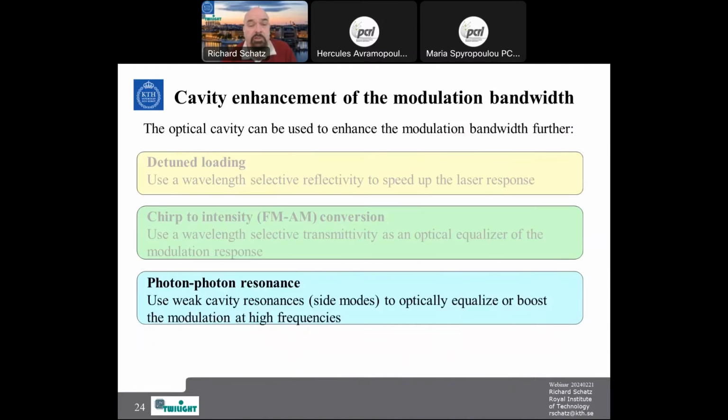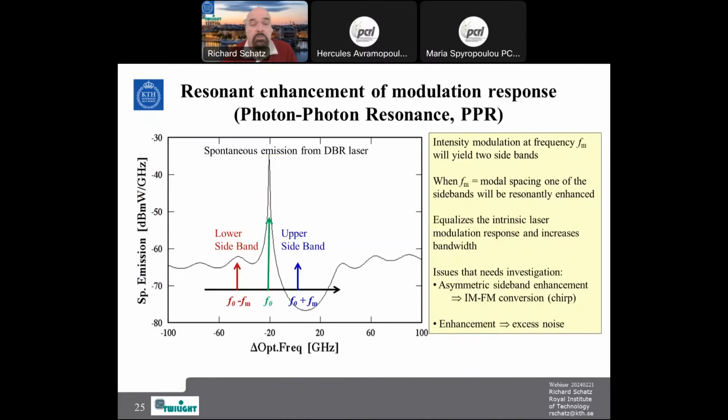Now we come to maybe the most important effect. It's photon-photon resonance. That is to use weak cavity resonances to optically equalize and boost the modulation at high frequencies. So when you modulate, here we have a spontaneous emission spectrum of your laser. The main peak here is the lasing mode. And then you have side modes. All these ripples here are side modes. When you modulate, you get extra spectral components. You get an upper sideband and a lower sideband here.